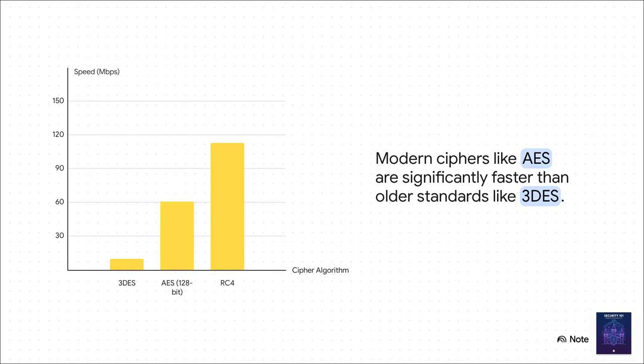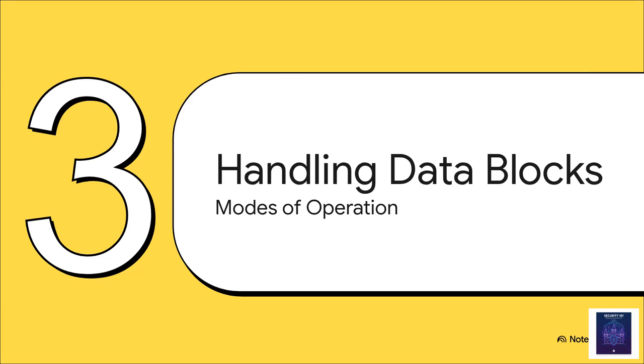And here's the other huge reason AES took over. It is fast. I mean, look at this chart. You see 3DES over there on the left, chugging along at about 10 megabits per second. Now look at AES in the middle. It's more than 6 times faster. In today's world, security is essential, for sure. But if it slows everything down to a crawl, nobody's going to use it. Performance matters.